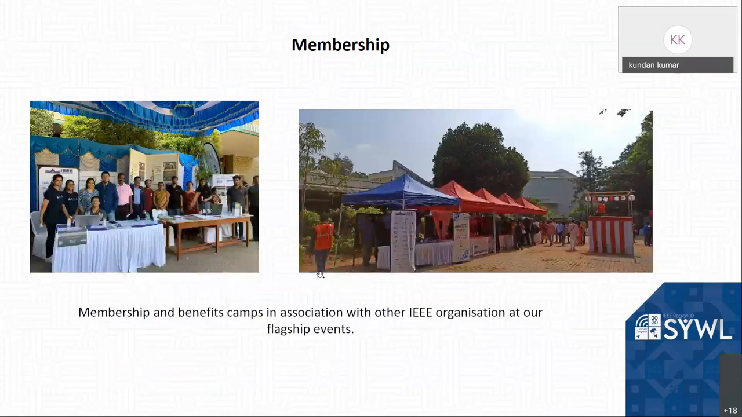We have some specific membership drive campaigns, which we run at various IEEE organizations and flagship events, where we come across all the IEEE chapters and coordinate with the various activity sections and councils. In the meantime, we try to spread the word about HKN to alumni members and all the people who can join us.